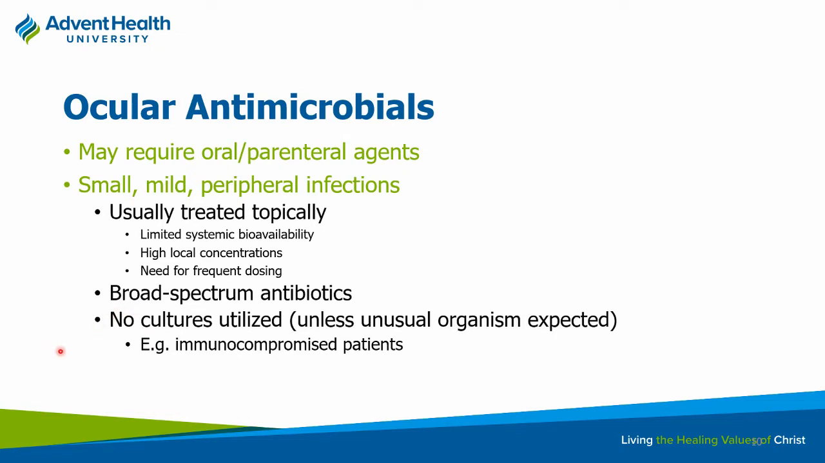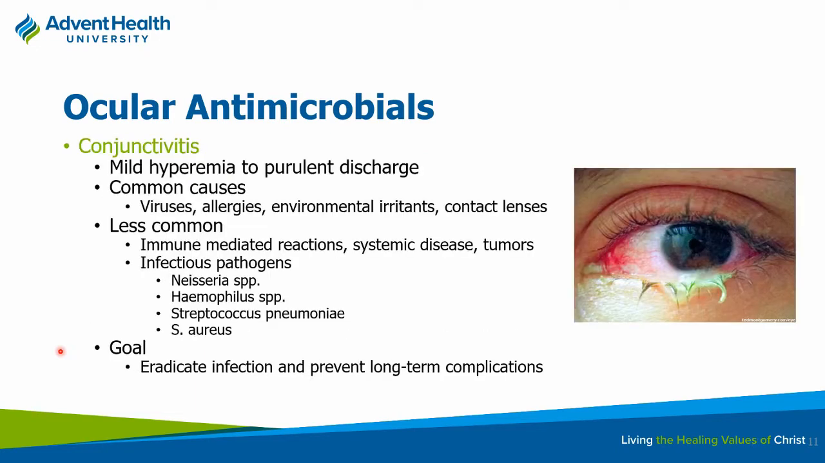And then frequently, we don't get cultures for these. We just go ahead and treat empirically and go from there because most of the time our antibiotics are going to work. And it's unlikely to be an atypical bug unless it's something like an immunocompromised individual. So talking about conjunctivitis, you can find they have mild hyperemia and kind of purulent discharge. Very frequently, though, it's not bacterial, right? Viruses, environmental stuff, contact lenses is a big deal.